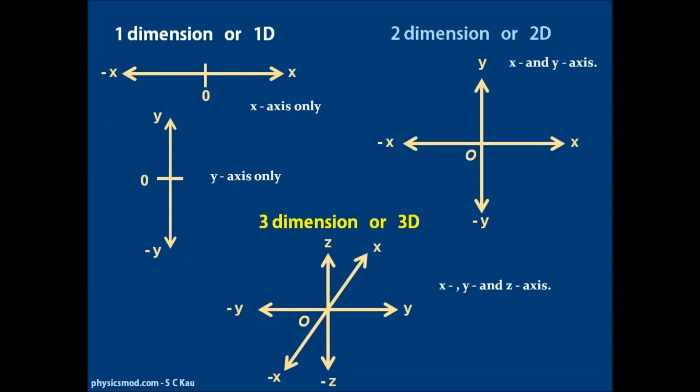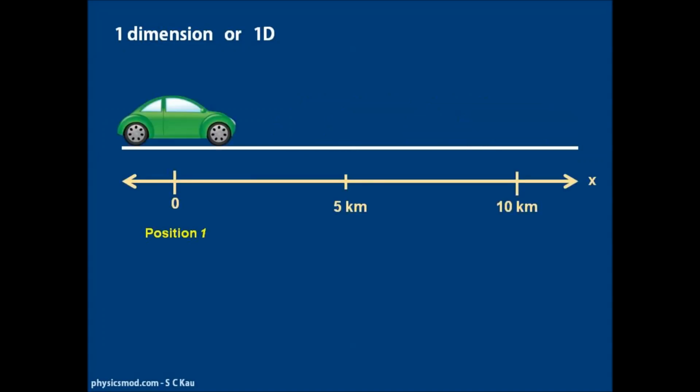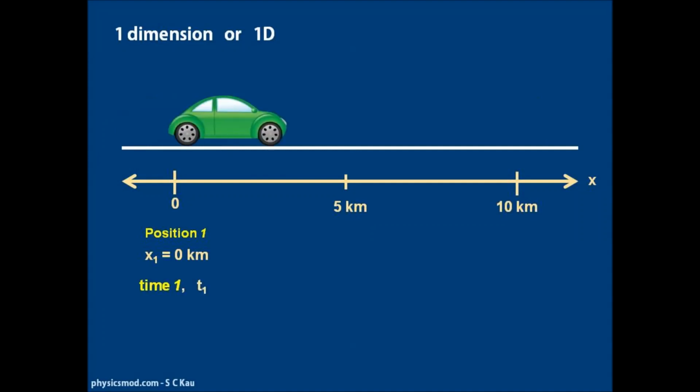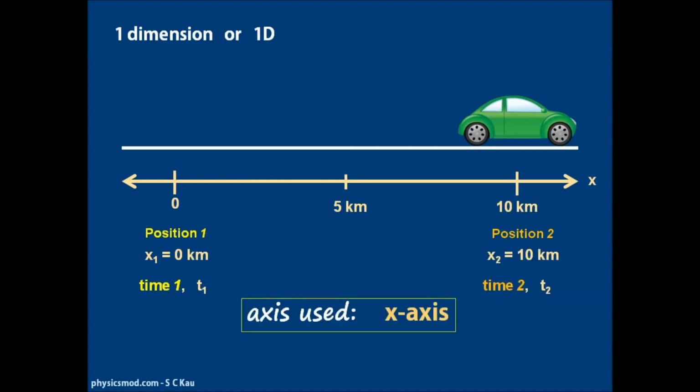Makes your life easier. Now let's have a one-dimensional motion, a moving car. Let's follow its trail from the beginning. The car is positioned first at x1 equals 0 kilometers at time 1. Then it moves. The position of the car at time 2 is at x2 equals 10 kilometers. The axis used is the positive x-axis.